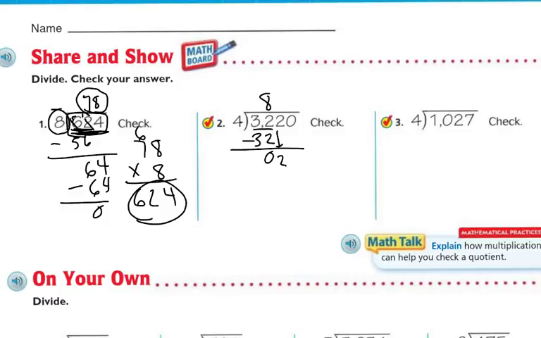4 can't fit into 2 because it's too small. So I'm going to have to make this one be a 0. Now I'm going to bring down my next 0. So now I have 4 going into 20. 4 goes into 20 5 times. 5 times 4 is 20. I subtract and I get 0.